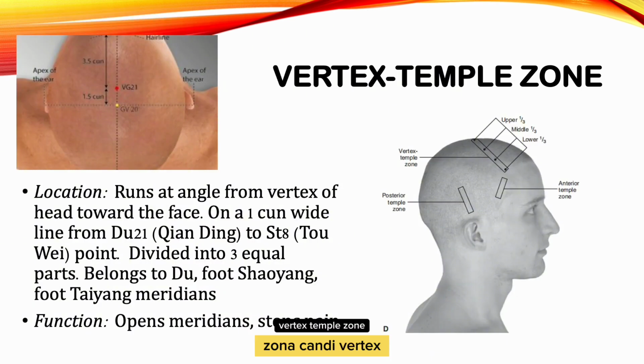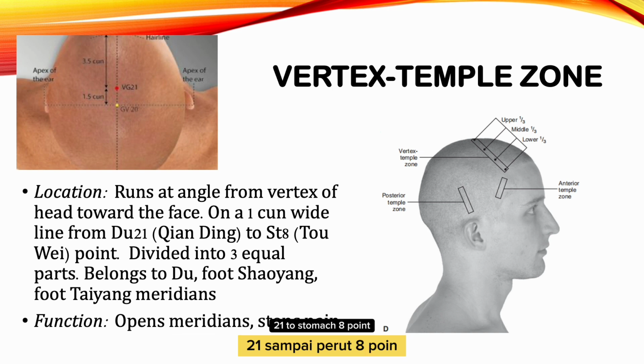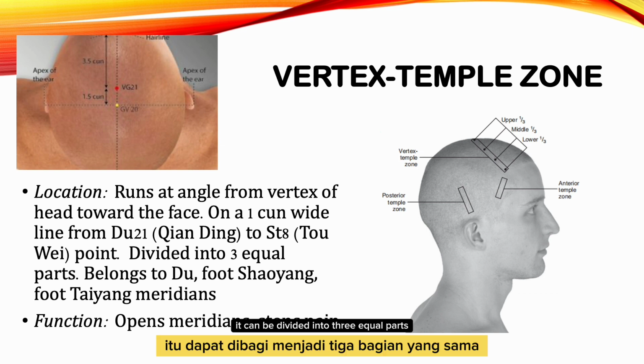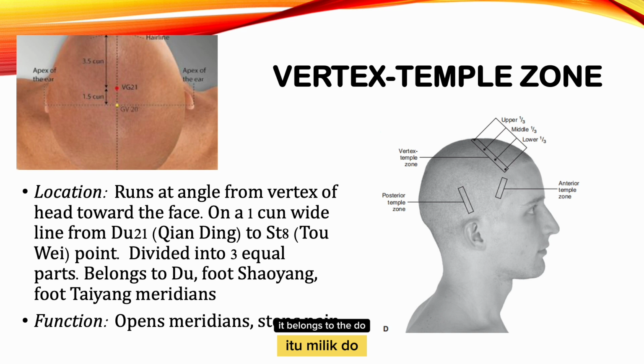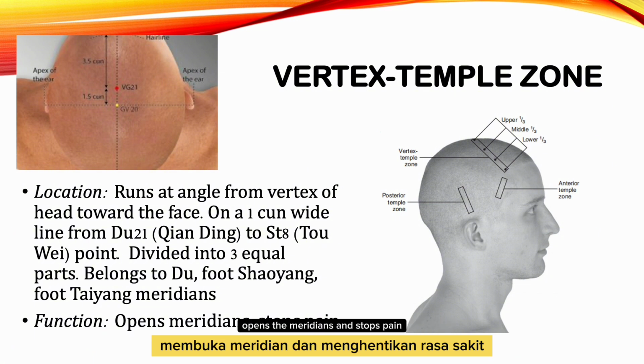Vertex temple zone. The vertex temple zone runs at an angle from the vertex of the head toward the face. It is located on a 1 cun wide line from Du-21 to Stomach 8. It can be divided into 3 equal parts. It belongs to the Du, the Foot Shaoyang, and the Foot Taiyang meridians. Function: opens the meridians and stops pain.